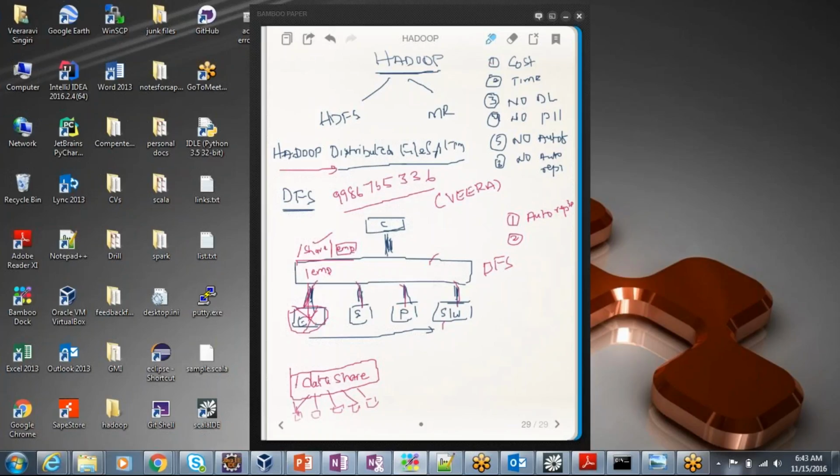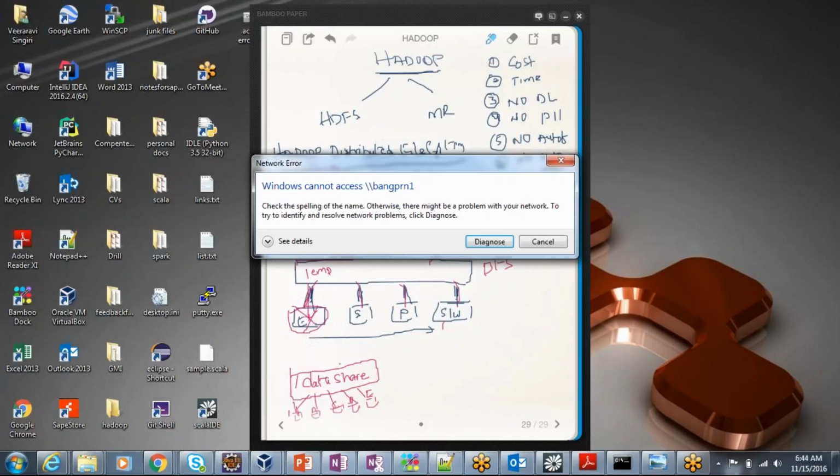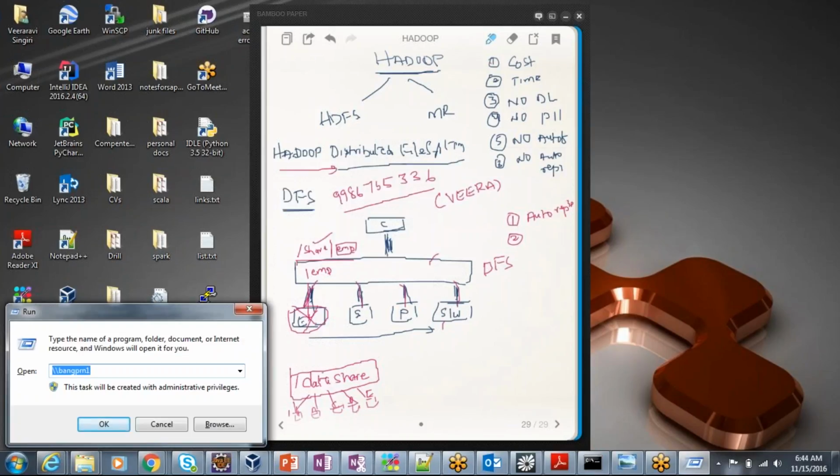Even though multiple machines are connected underneath, for the client, let's assume they are my colleagues A, B, C, D, E. I'm able to see all these machines' data in a single entry, in a single path. That is a distributed file system. Let's take a real-time example. I need to be in the same network to get the shared drive.